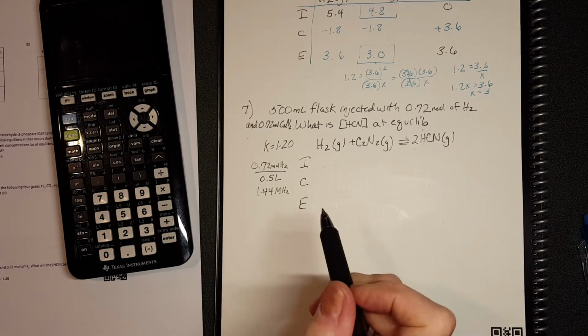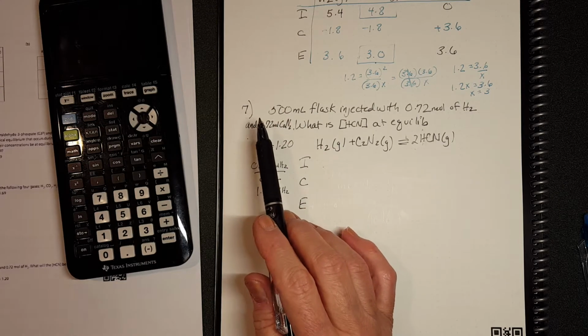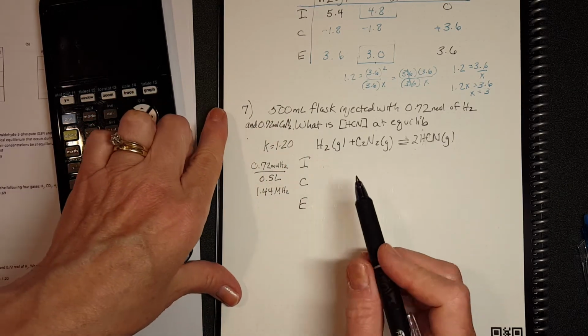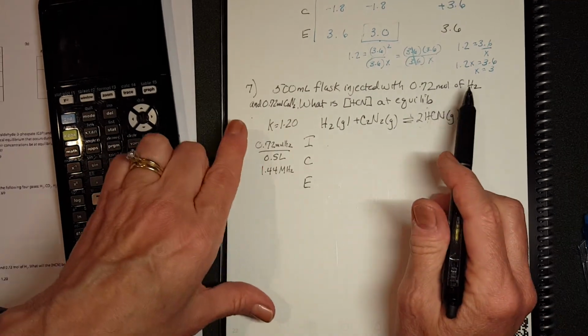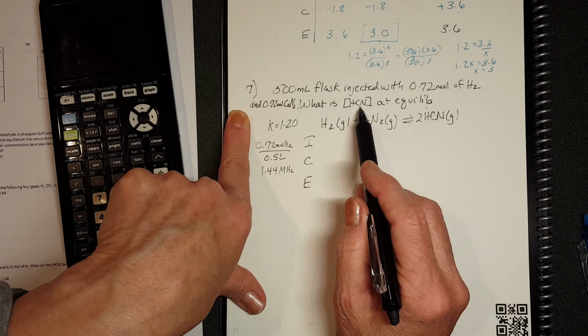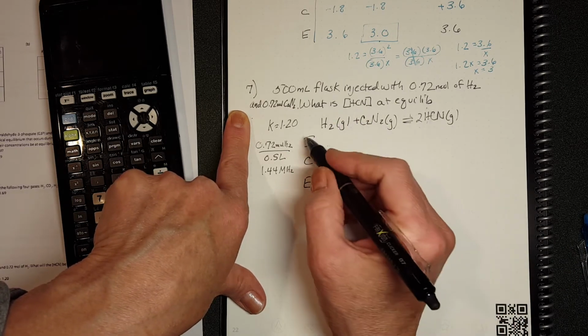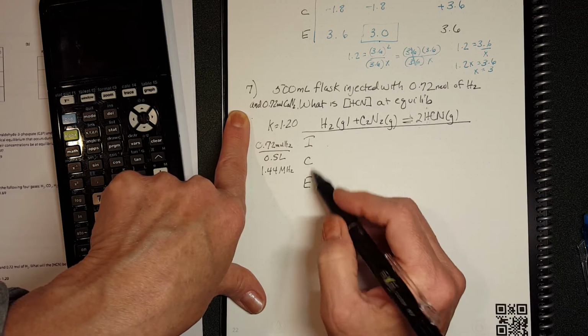Okay, now we're going to do number 7 from our equilibrium review packet. This is the last set of questions in that equilibrium review packet. We have a 500 milliliter flask. It's injected with 0.72 moles of H2 and 0.72 moles of C2N2. We want to know the equilibrium concentration of the HCN. So we have our reaction here, and we're going to make an ICE table.